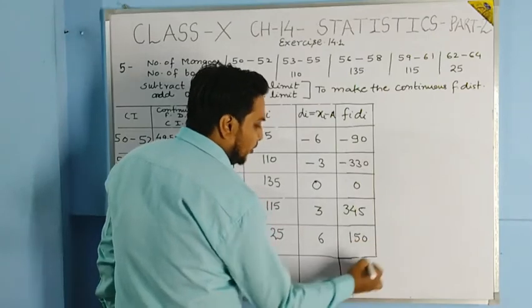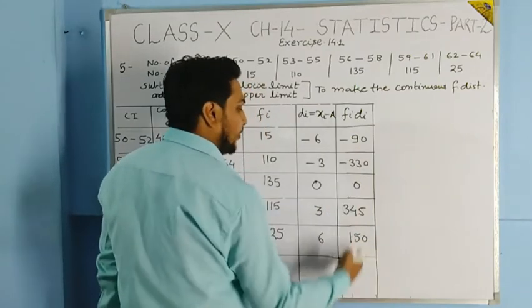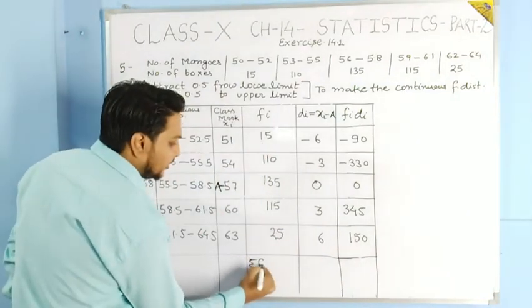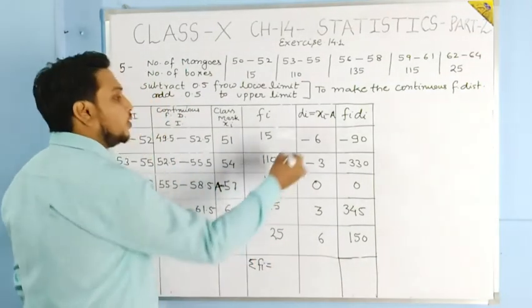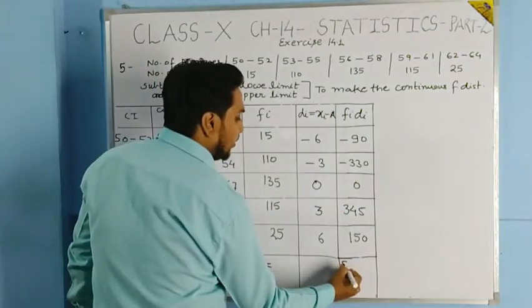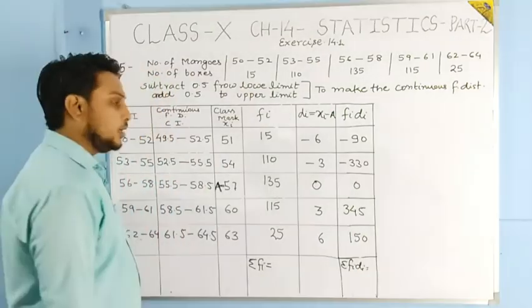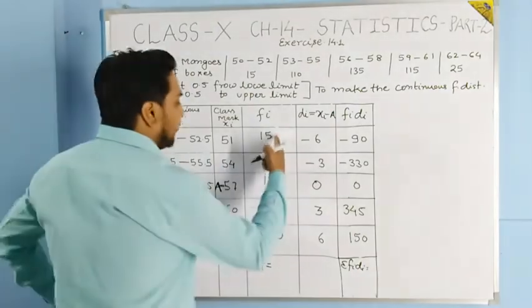Now we have to find the sum of fi and the sum of fi di. We have to find this sigma fi, and we have to find this sigma fi di. So let us add this fi.